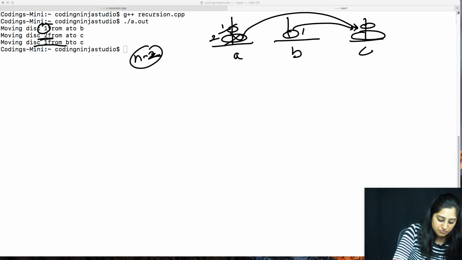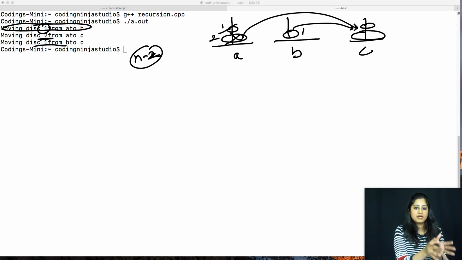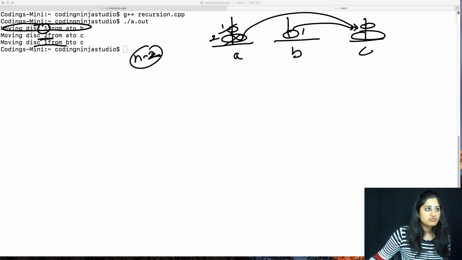This is the first step where we assumed that we will be able to move n minus 1 disks from A to B. Next, if I go back, we ourselves moved the last disk from A to C, and then I assume that the remaining n minus 1 disks will be transferred from B to C. So this was the step for 2 disks.